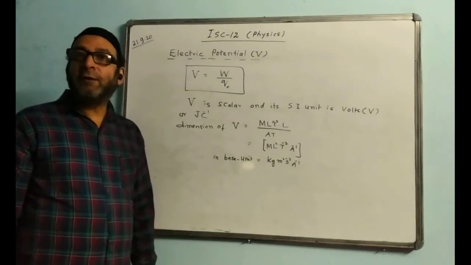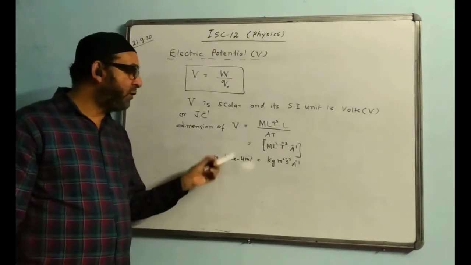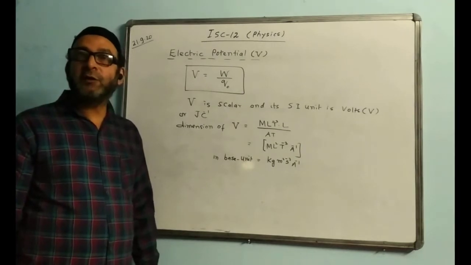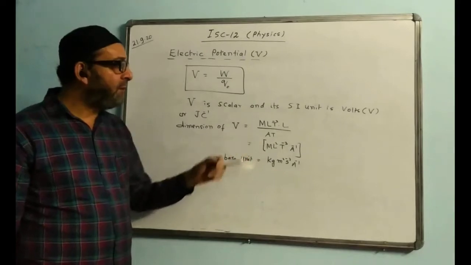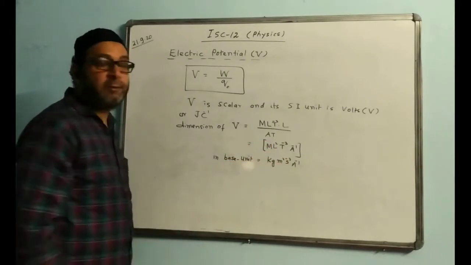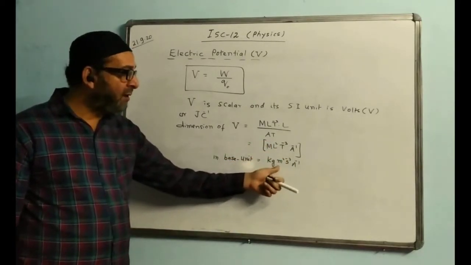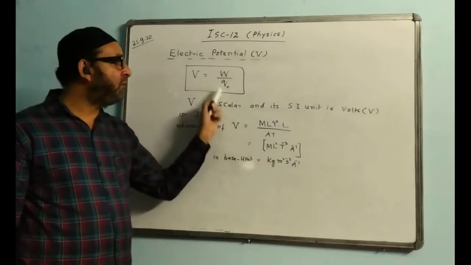Give the unit of electric potential in terms of base unit. In terms of base unit. That was the question. In terms of base unit, first we will derive the dimension and then after the dimension only we can express it. This is the final answer. To reach this answer, you have to do all this.